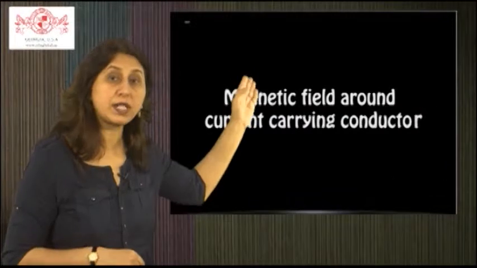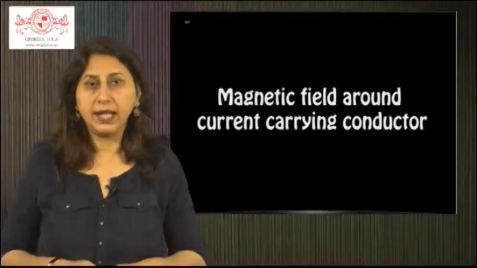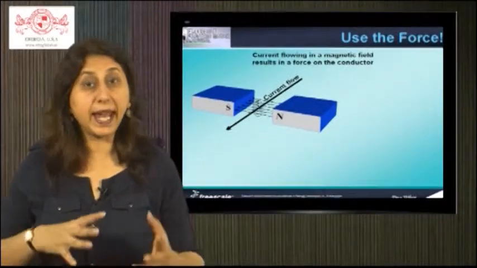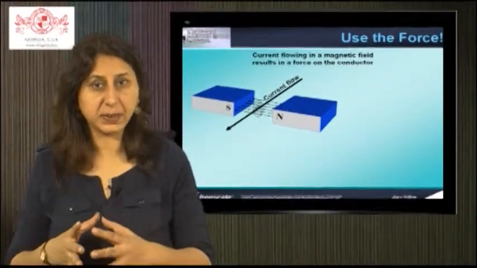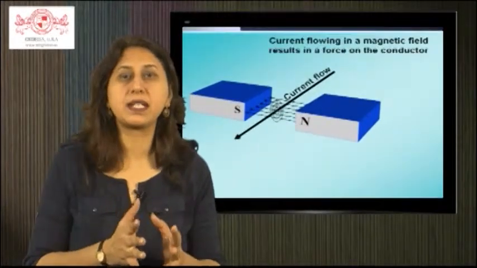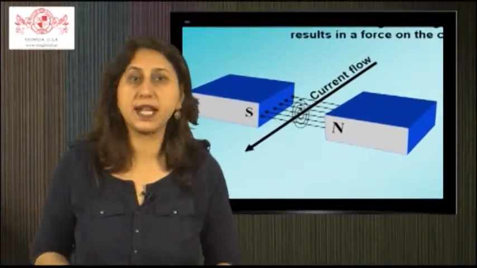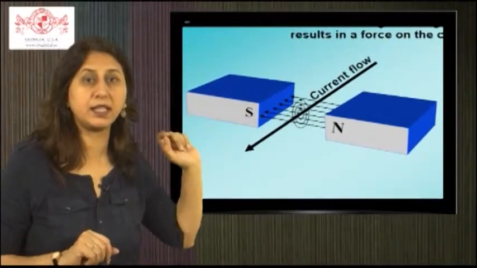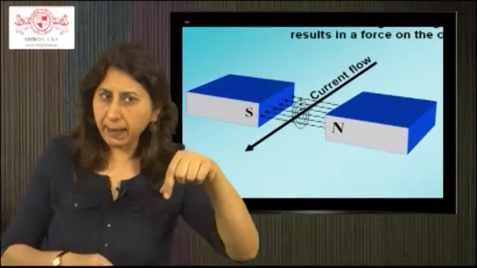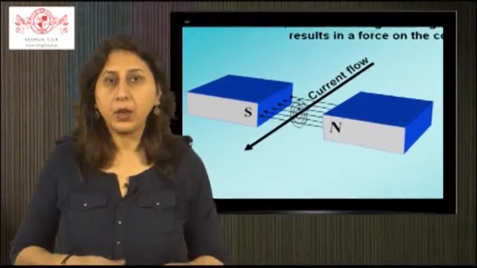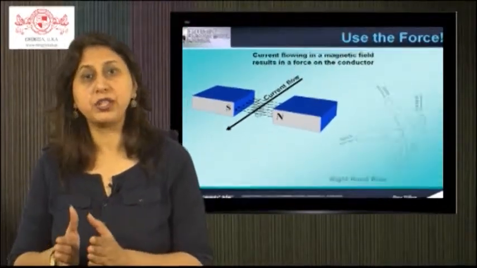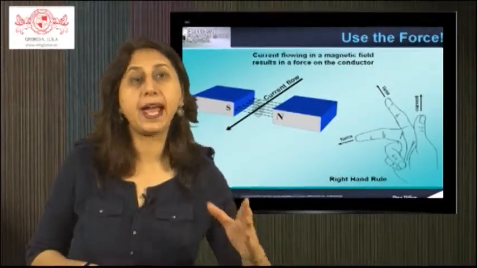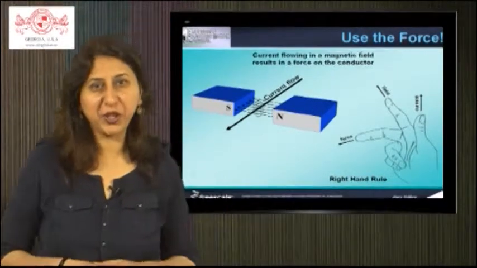Magnetic field around current carrying conductor. If the magnetic field generated by a conducting wire can exert a force on a magnetic compass, then the stationary magnet can also exert a force on a conducting wire. Over here we have a wire conducting current in the direction shown and it is suspended in a magnetic field. We can determine in which direction the force will act on the wire by using something called the right hand rule. Why don't you try this for yourself?